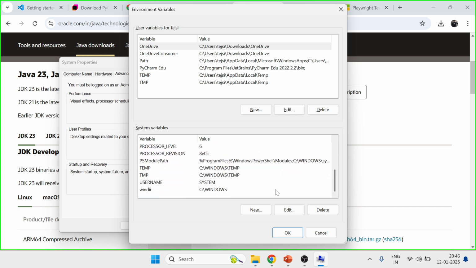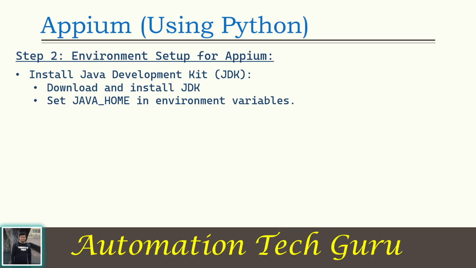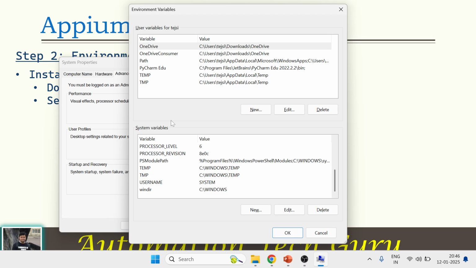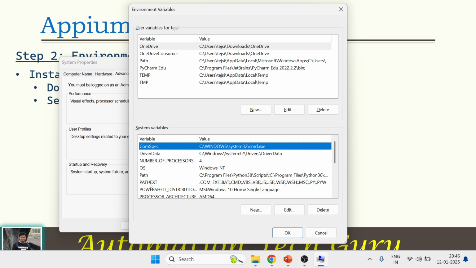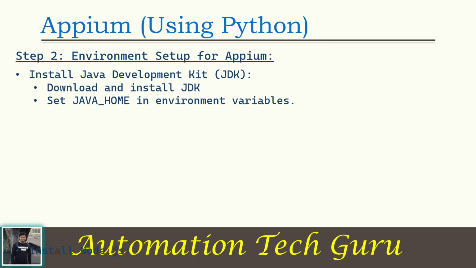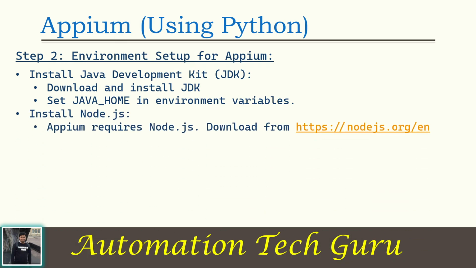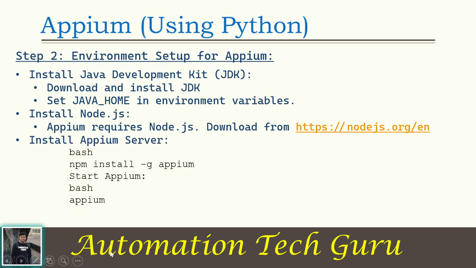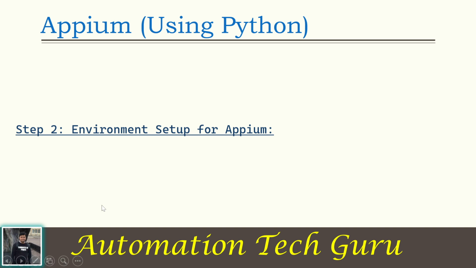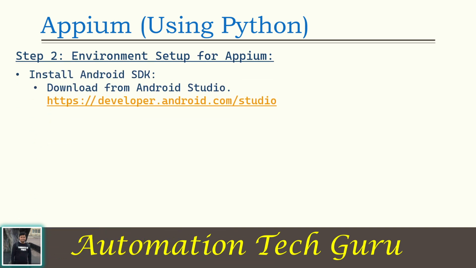Yeah, you can add here, right? Then Java home you will need to set here. I don't have that right now. You need to create a new Java home. Then install Node.js. We already installed Node.js for Appium, and then you need to install the Appium server using this Node.js npm: install -g appium, start appium, and bash appium. So it will install here, and then next is install Android SDK.